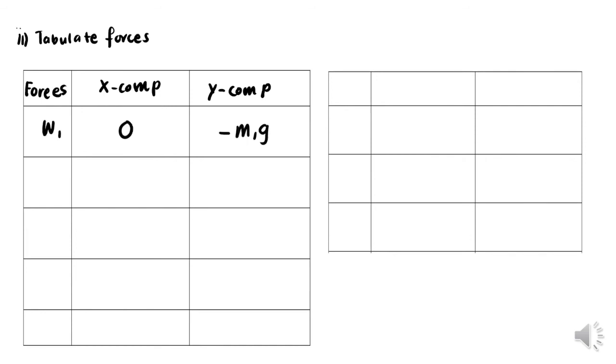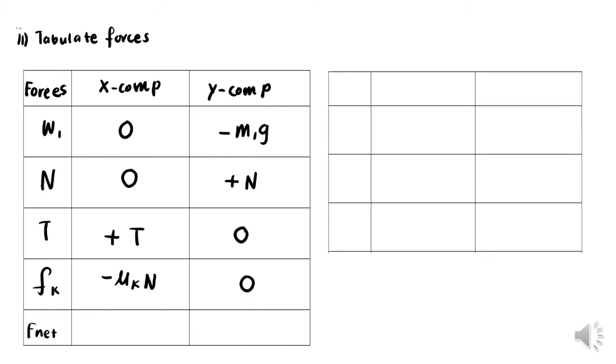Okay, now let's tabulate all the forces. Since we have two objects and two free body diagrams, I recommend that all of you have two tables. So we have forces, x component, and y component for both tables. Let's start with the weight: negative mg at the y component, 0 at the x component, and positive N at the y component, 0 at the x component. And for tension, it is positive tension since it's at the right, and the friction, since it's at the left, is negative mu k N. For tension and friction, both are 0 for the y component.